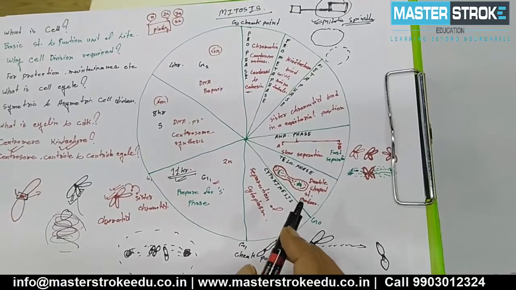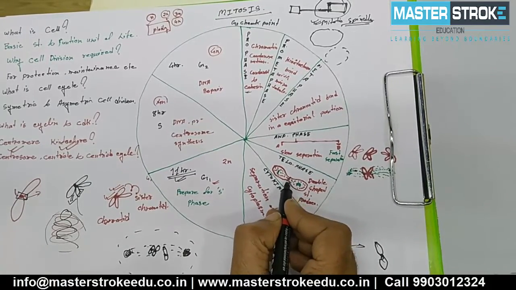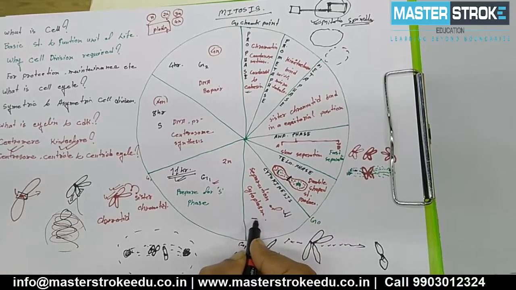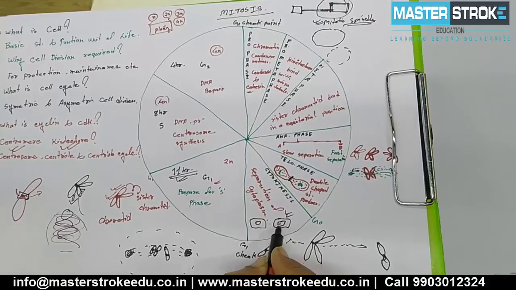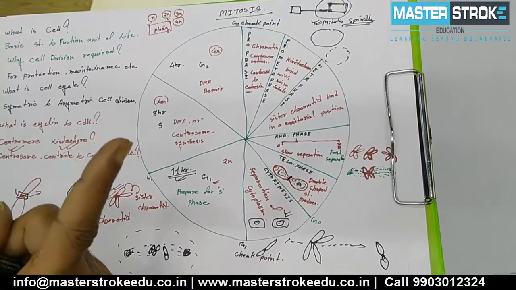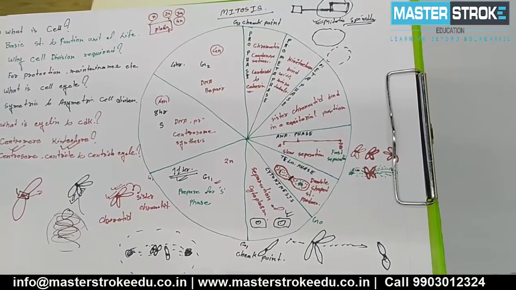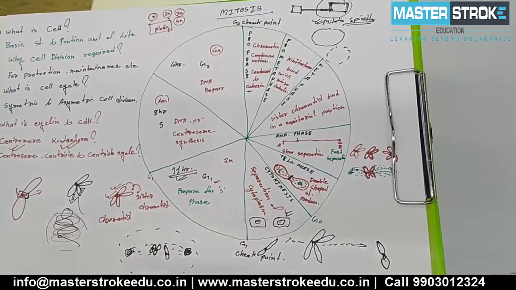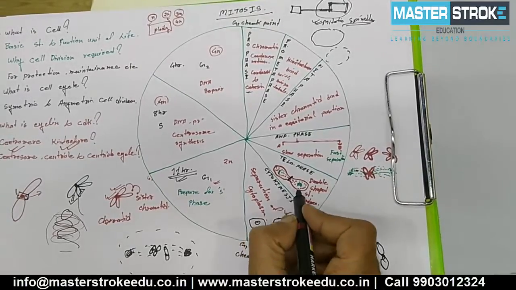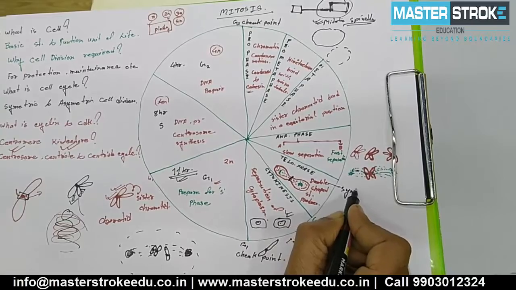This is the telophase. Later the cytokinesis is required, in which the cell must break to produce the two daughter cells. So what happened in the telophase? The nucleus is divided, but the cell is not fully divided into two daughter cells. Okay, this is known as the syncytial stage. It is very important. It is known as the syncytial stage.